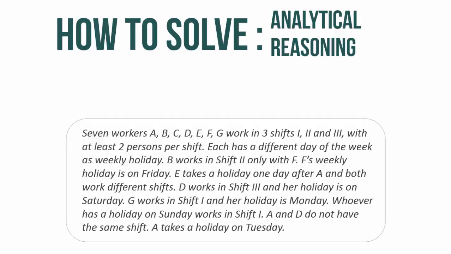E takes a holiday one day after A, and both work on different shifts. D works in shift 3 and her holiday is on Saturday. G works in shift 1 and her holiday is on Monday. Whoever has a holiday on Sunday works in shift 1. A and D do not have the same shift, and A takes a holiday on Tuesday.